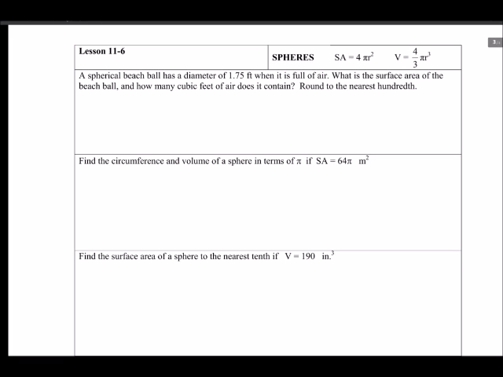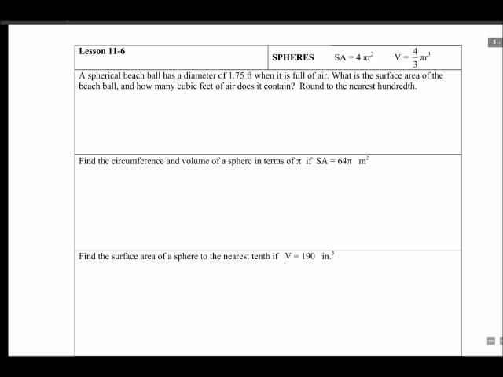11.6 was on spheres, surface area and volume of spheres. Spheres have their own formulas. They are based solely on the radius of the figure. Surface area is 4 pi r squared. Volume is 4/3 pi r cubed. So let's look at our first problem here.